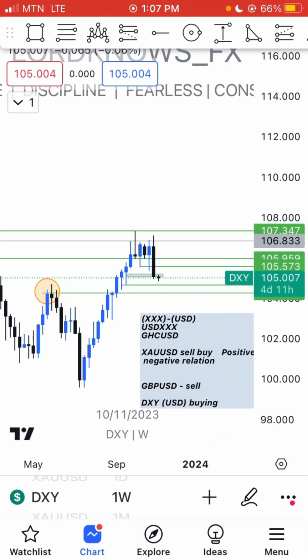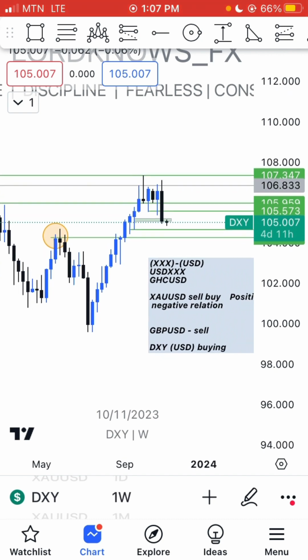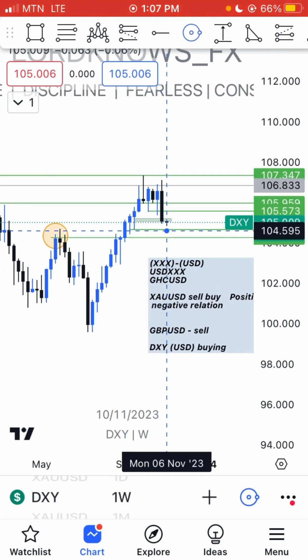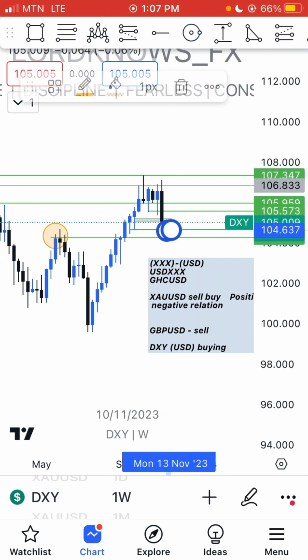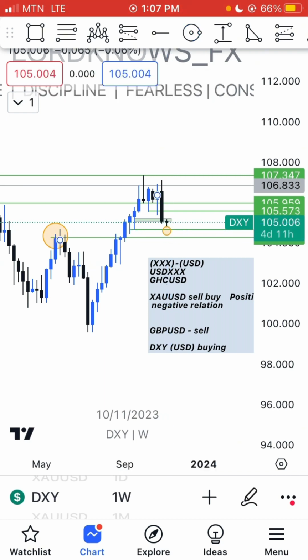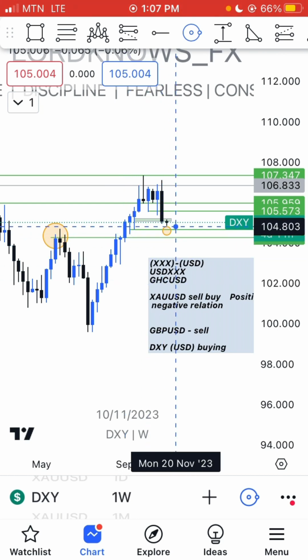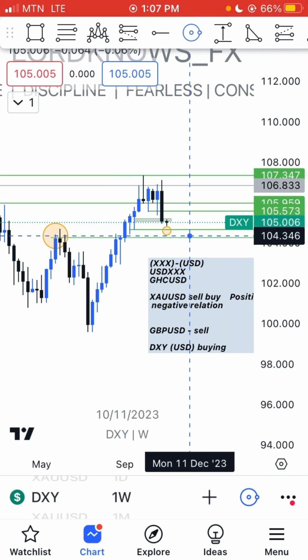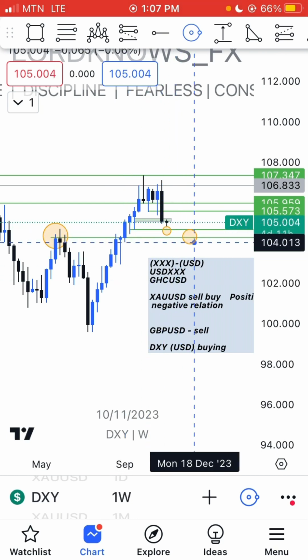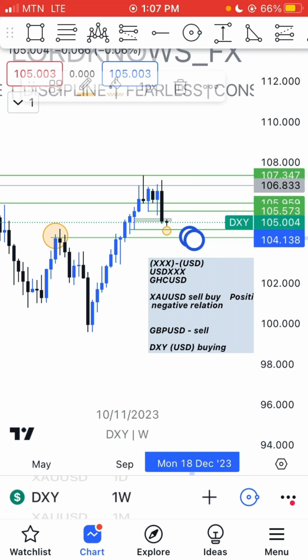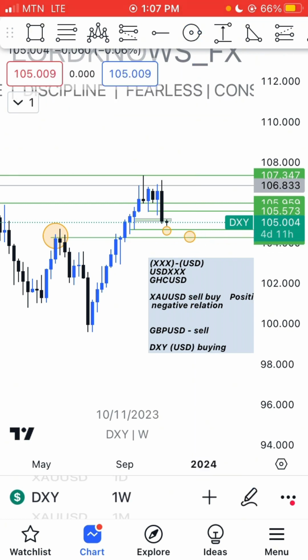So you see with DXY, it's selling. I'm expecting DXY to sell to this zone, to this zone. That's my overall bias, for it to get to this zone. When it gets to this zone, then I know that it would definitely go long.